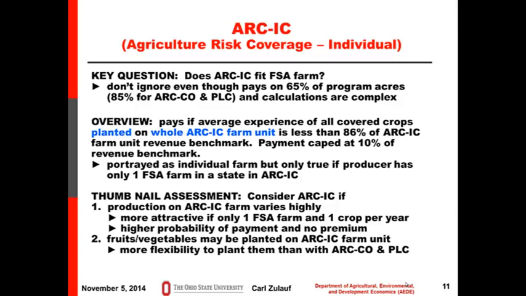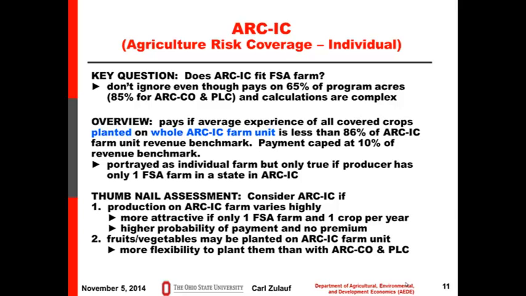And you just need to keep that in mind. ARC-IC is really only an individual farm program if you put only one FSA farm in a state in ARC-IC. For example, in Ohio, if you have multiple FSA farms and you put only one of your Ohio farms into ARC-IC, then that would be an ARC-IC individual farm program. If you put two or more in, it's really then a combined ARC-IC farm unit.